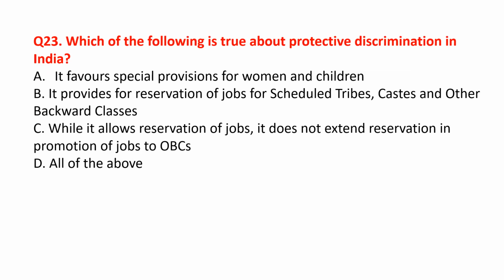Which of the following is true about protective discrimination in India? Let us see the statement one by one. It favors special provisions for women and children. This is correct. It provides for reservation of jobs for scheduled tribes, caste and other backward classes. This is also correct. While it allows reservation of jobs, it does not extend reservation in promotion of jobs to OBCs. This is also correct. So the correct option for this question is option D, all of the above.